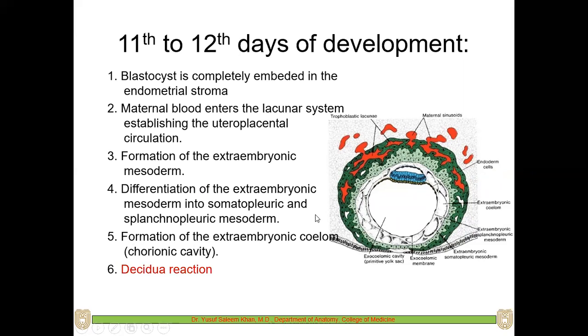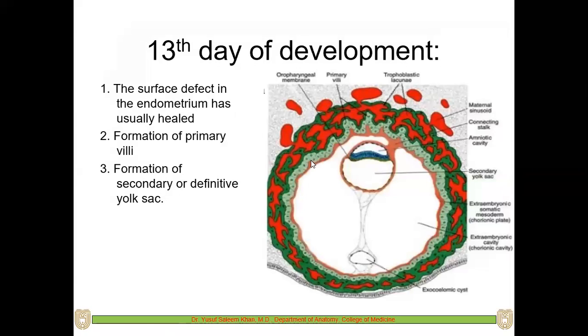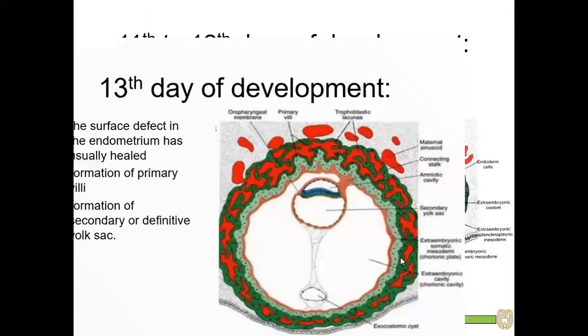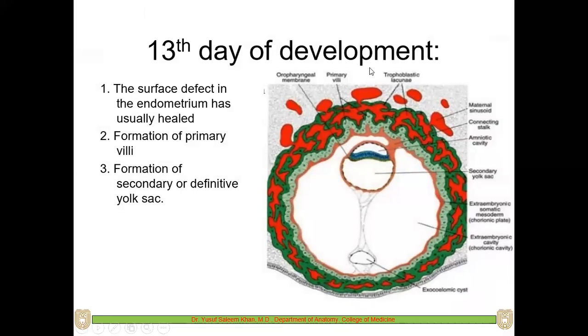Also there were changes within the wall of the uterus, which is called the decidual reaction. By the 13th day of development, the surface defect in the endometrium has usually healed, as we have seen. So now it has totally healed. The hole which was formed initially in the endometrium has now completely grown. If you see here, there was a thin fibrin plug. Now it has completely grown, it is totally closed, and now it is within the wall of the uterus.